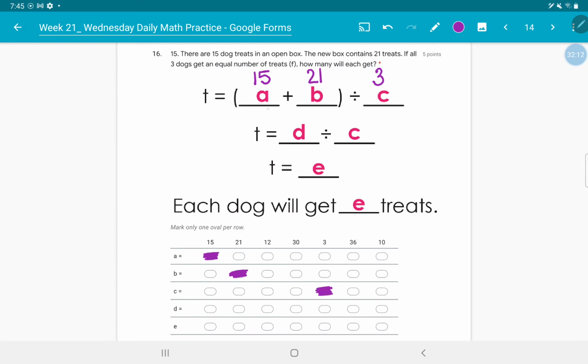Now I'm going to solve. These parentheses tell me I need to do that part first. I have to add together to see how many total treats I have. 15 plus 21 is 36. So D is going to equal 36, and I'm still dividing by 3, which is C. 36 divided by 3 is 12. So each dog will get 12 treats. E equals 12.